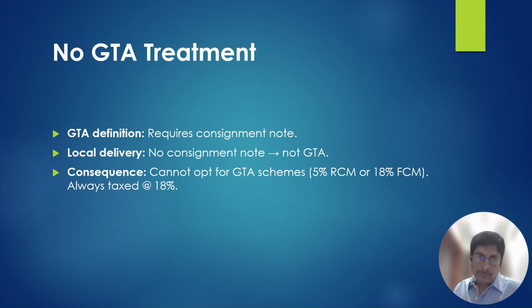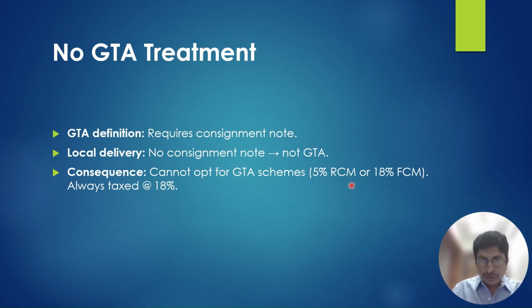Now let's see the next amendment, that the local goods transporter will not be treated as GTA. Suppose a local goods transporter transporting the goods issues the consignment note, then ideally it's a GTA, correct? But through this amendment, government has specifically mentioned that local goods transporter will not be treated as GTA. What is the implication of this amendment? The implication is that the benefit of payment of tax at the rate of 5% under RCM, reverse charge mechanism, is not available to the local goods transporter.